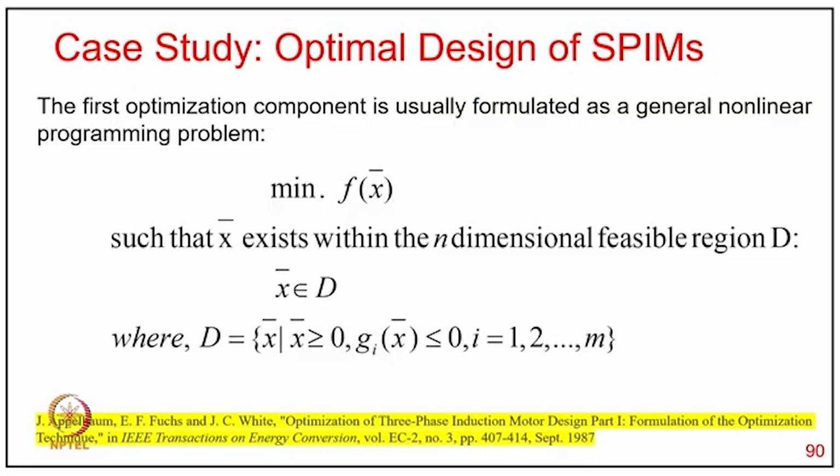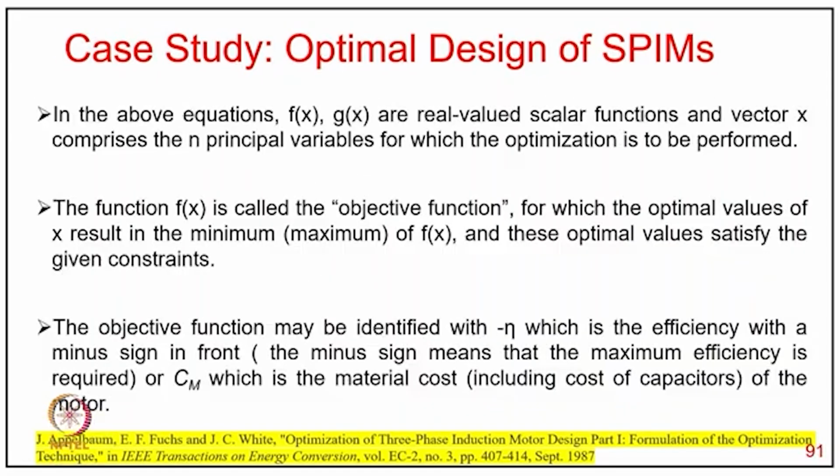So coming to the first optimization component, it is usually formulated as general nonlinear programming: minimize f as a function of x such that x exists in the n-dimensional feasible design space, x belongs to D, where D is the space with the x variable and x greater than 0, and the constraints Gi less than or equal to 0, where i equal to 1, 2, 3 up to m.